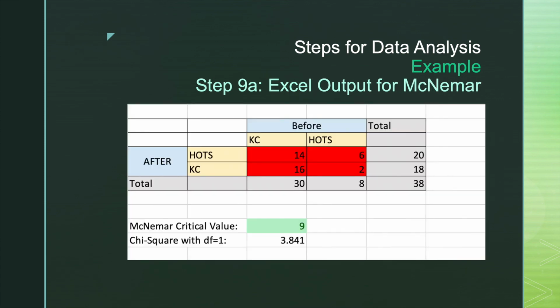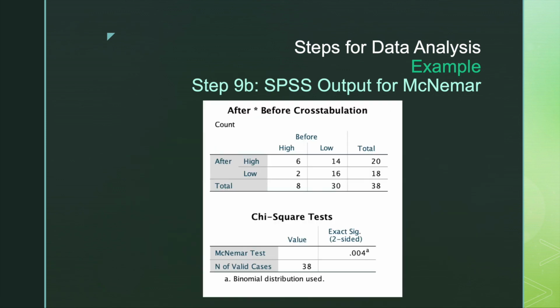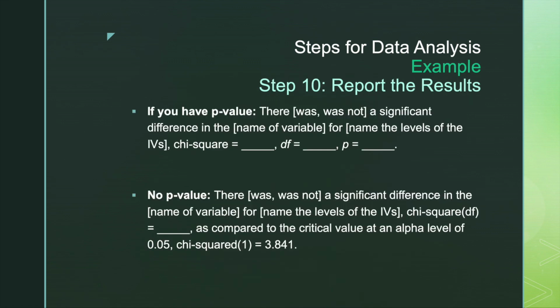We have our Excel output giving us the McNemar chi-squared of 9, which is highlighted in green, so we know that we're going to reject. Or we have the SPSS output with a p-value of 0.004, which is less than 0.05, so we're going to reject. Small p-value equals reject. And here we have our two different ways of writing it up. One if you have a p-value, and one if you don't.